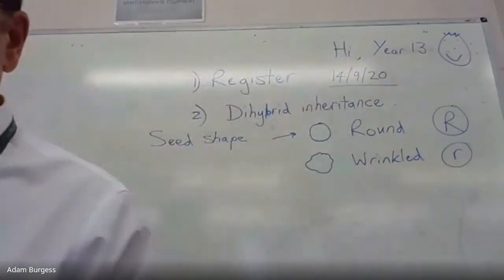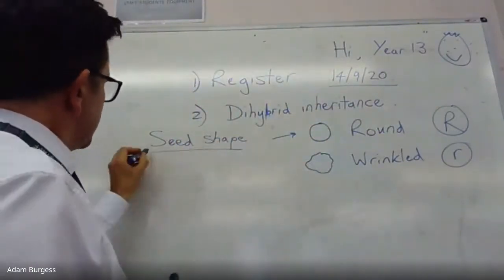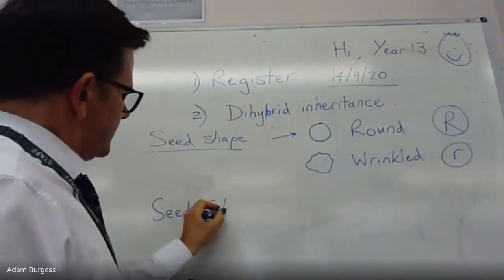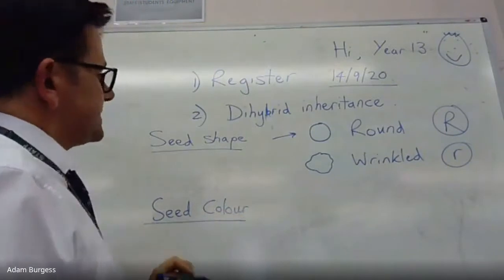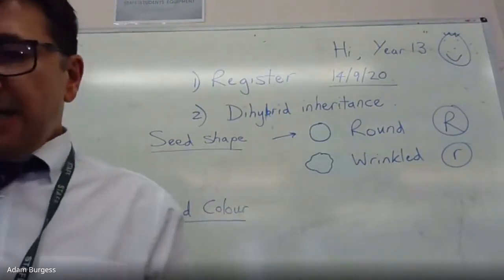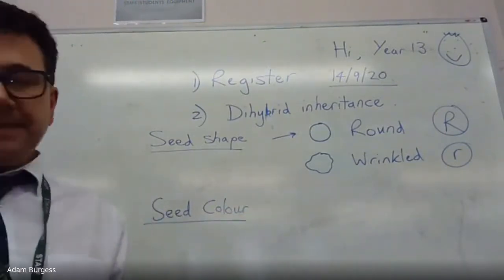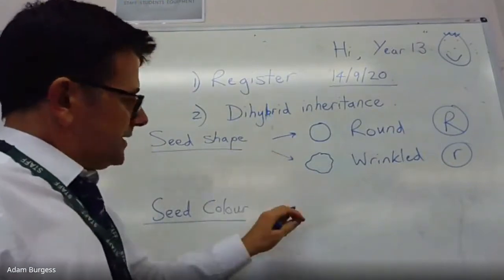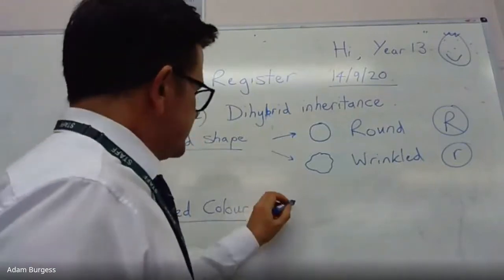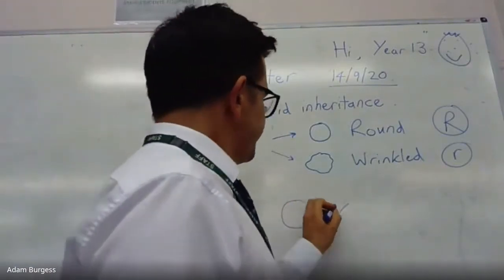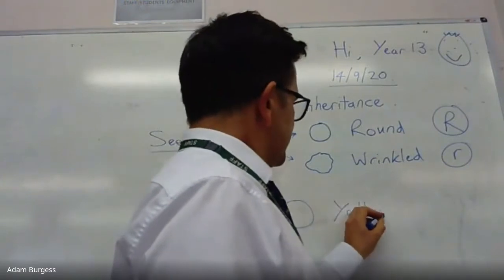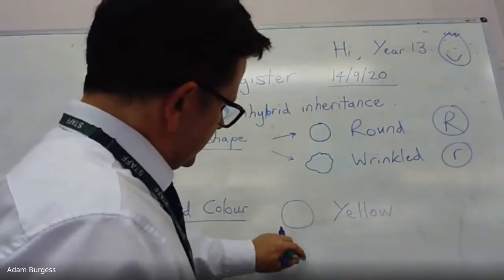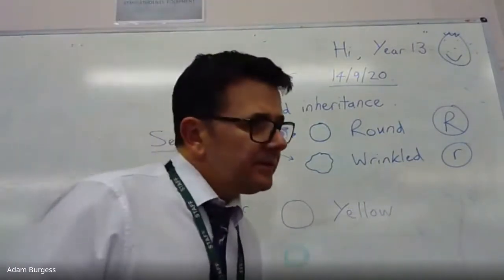Right, so that's seed shape, and then we've got seed color. Okay, and that's another gene, all right? And you can have yellow colored that are dominant to green. So I haven't got a yellow, so let's imagine this is a yellow. And this is green, which you can't really see very well on this board.